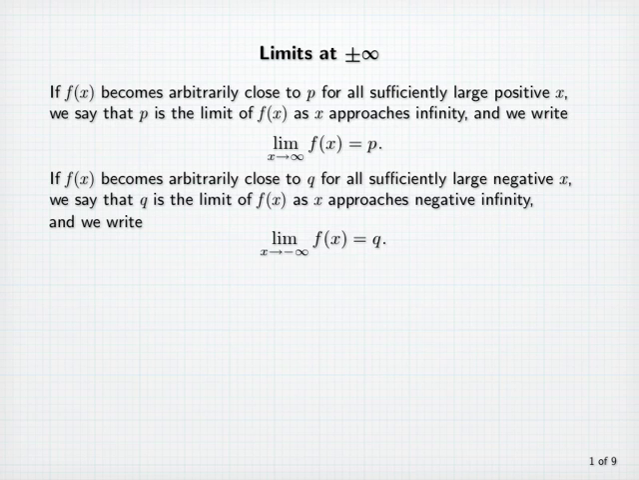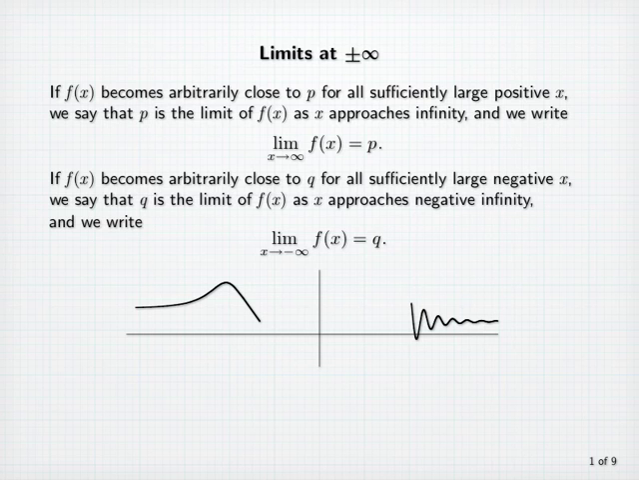To illustrate these ideas, let's consider the function whose graph is shown here. The middle portion of the graph is omitted because it's not relevant to either the limit as x goes to infinity or the limit as x goes to minus infinity. The number p indicated here is the limit of f of x as x goes to infinity.